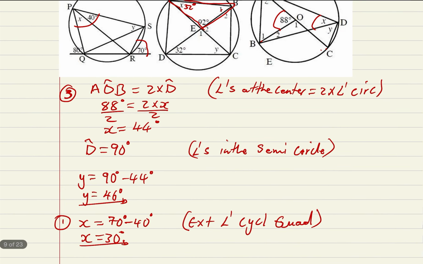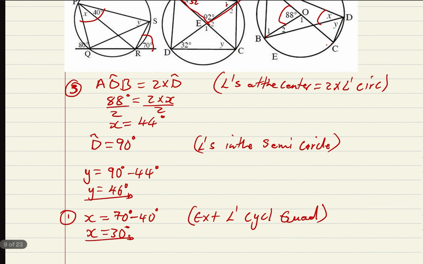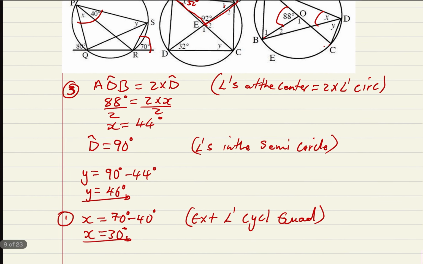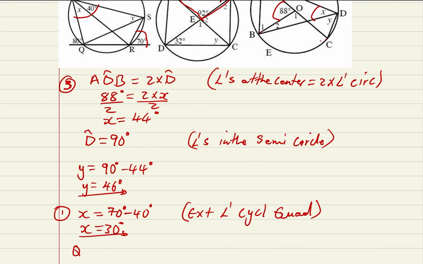And you can also find the other one, which is y. Okay, first of all, before I find y, I know that angle QPR is equal to angle QSR. Why? They are all equal to 30 degrees. Angles in the same segment.